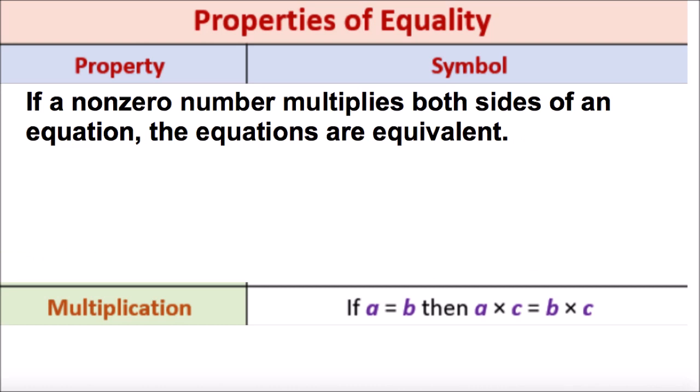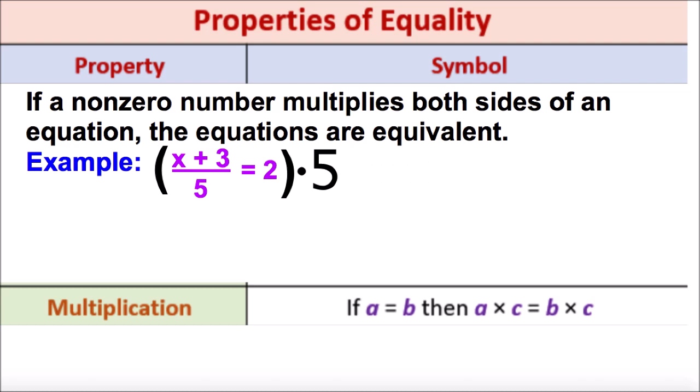Then we have a multiplication property. If a non-zero number multiplies both sides of an equation, the equations are equivalent. If A equals B, then AC equals BC. For example, x plus 3, everything over 5, equals 2. Multiply both sides of the equation by 5, we get the equivalent statement, x plus 3 equals 2 times 5, which equals 10.